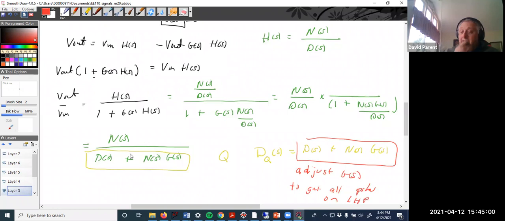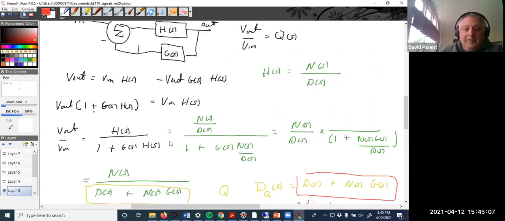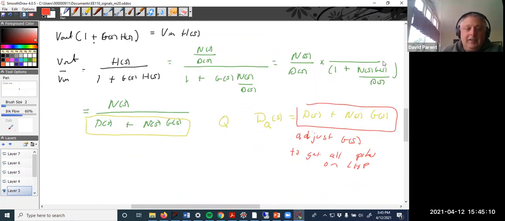So I'm writing this almost directly. The example was 1 over S, right? So the original transfer function was 1 over S. That means the denominator was S and the numerator was 1. So now I just ask, what was the numerator? 1. Denominator S. Original numerator 1 times G of S.